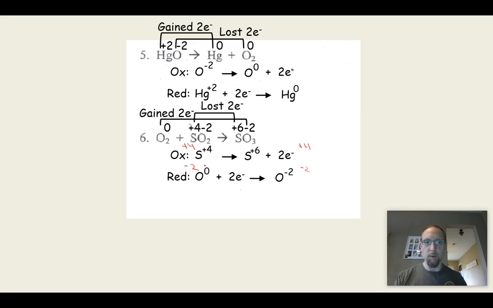So that's a good way to check, because if you put your electrons on the wrong side, the charge on each side of the half reaction isn't going to match up. So that's just a good safety check at the end.